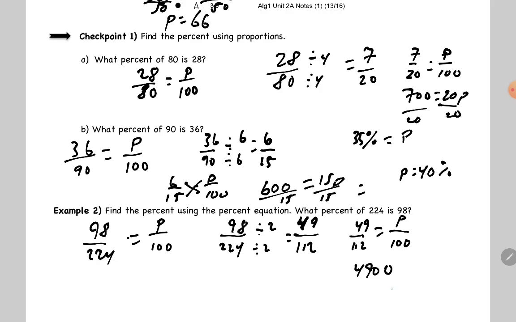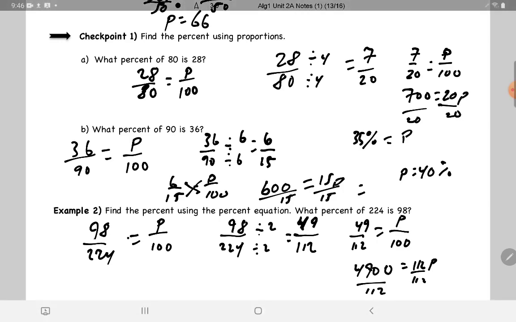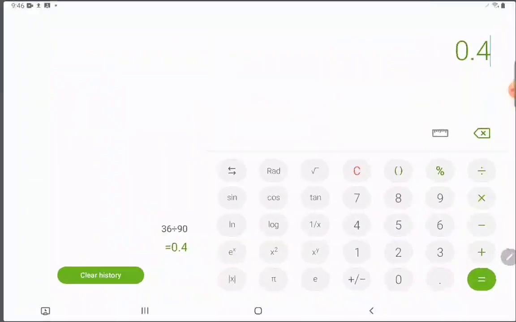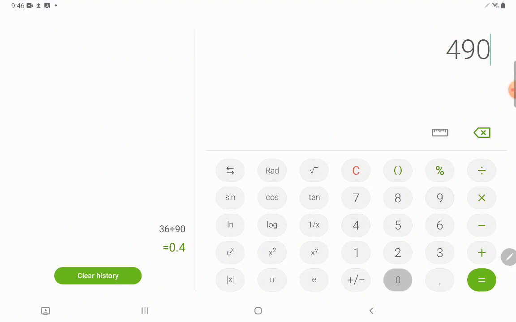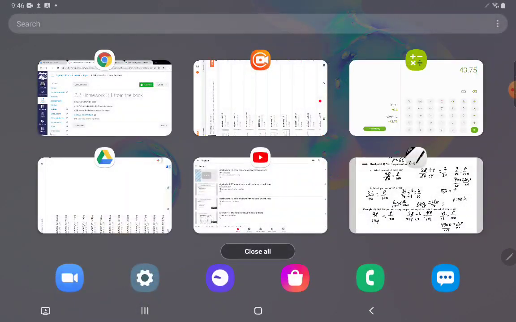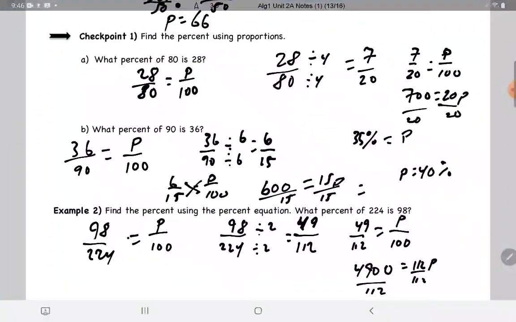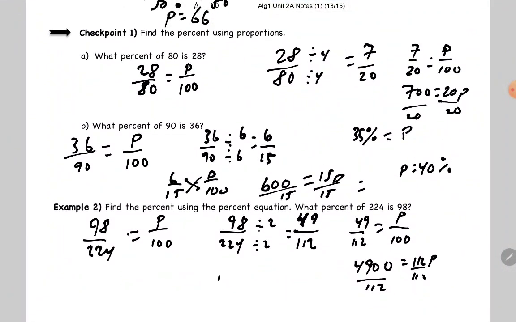Sorry, thinking. Yeah, 4,900 equals 112P. And then I'm going to go to my calculator. 4,900 divided by 112 is 43.75. So P equals 43.75.